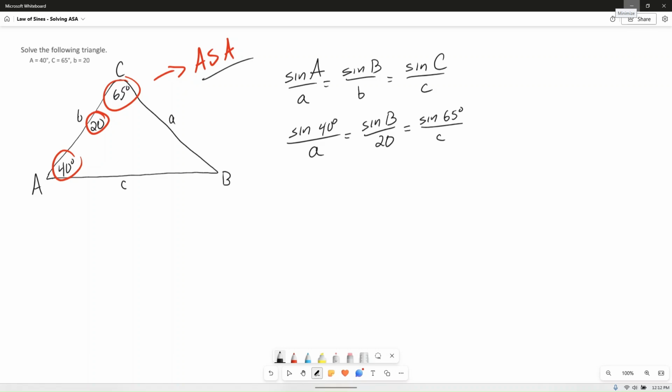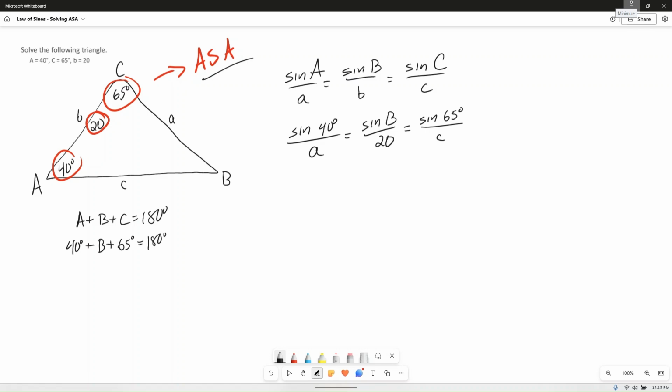Now in this situation, it's easy to get because we know that the sum of the three angles has to be 180 degrees. That's always going to be true. The sum of the interior angles of a triangle is always 180 degrees. So A plus B plus C has to be 180. That means 40 degrees plus B, which is the unknown, plus 65 degrees has to be 180 degrees.